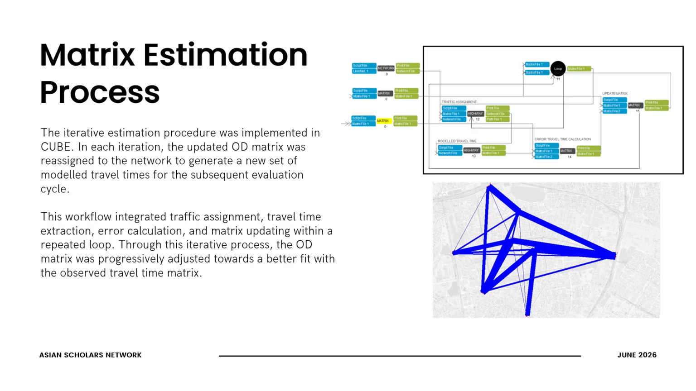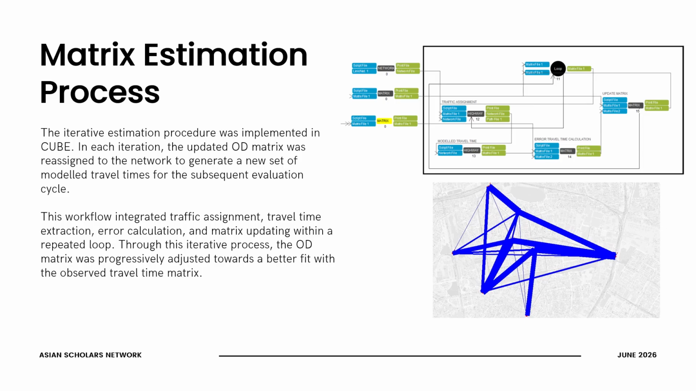The estimation procedure was implemented in Cube. In each iteration, the updated order matrix was reassigned to the network in order to generate a new set of model travel time for the next evaluation cycle. The workflow therefore consists of traffic assignment, travel time extraction, error calculation, and matrix updating within a repeated loop.